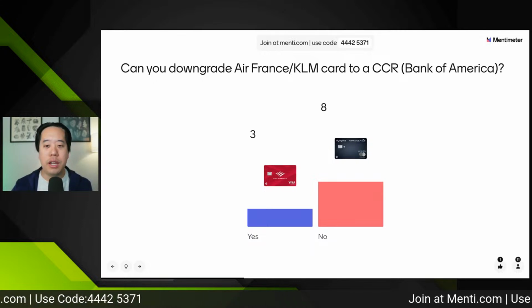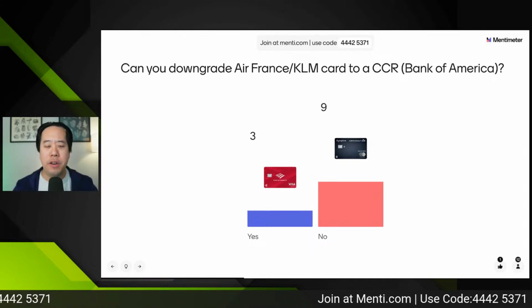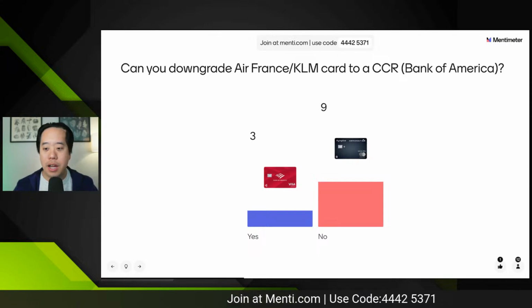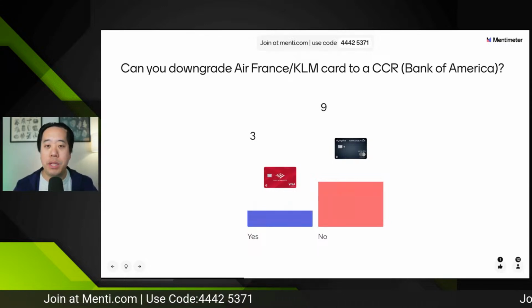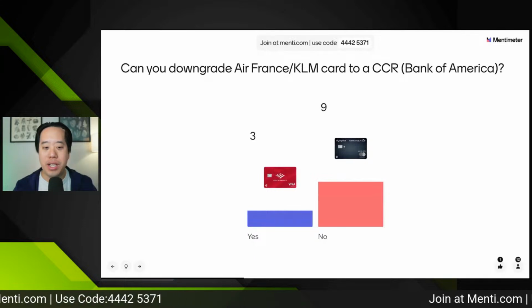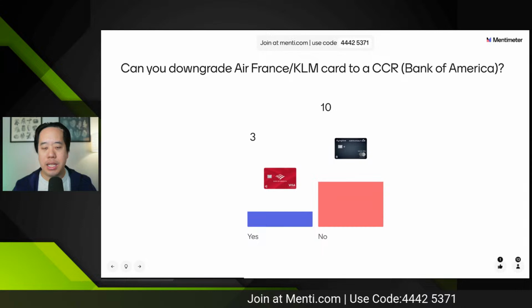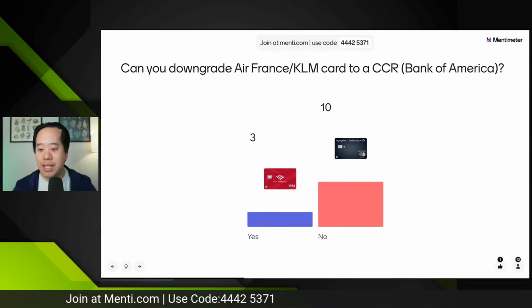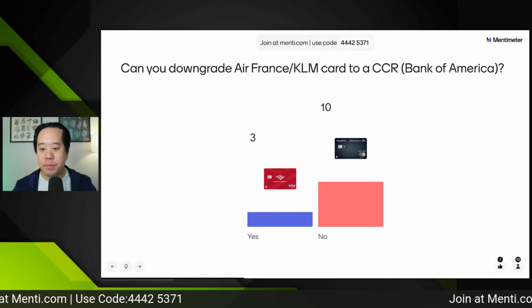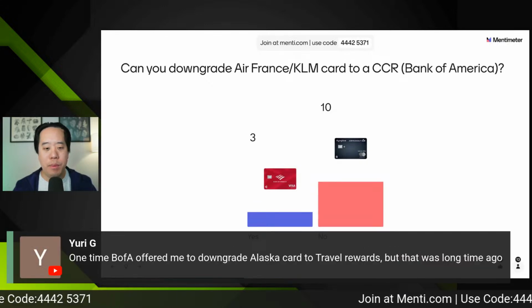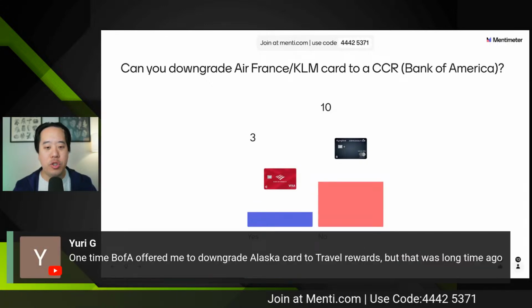And that will be it. So it looks like for the most part, people say, no, you cannot do this. And for those who voted no, did you actually do this or not? Because that would be kind of the next step for that question. So we're going to kind of hold it there. So with majority, it's 10-3. So 10 saying no, 3 being yes. Yuri said, one time Bank of America offered me to downgrade an Alaska card to travel rewards, but that was a long time ago. Okay.